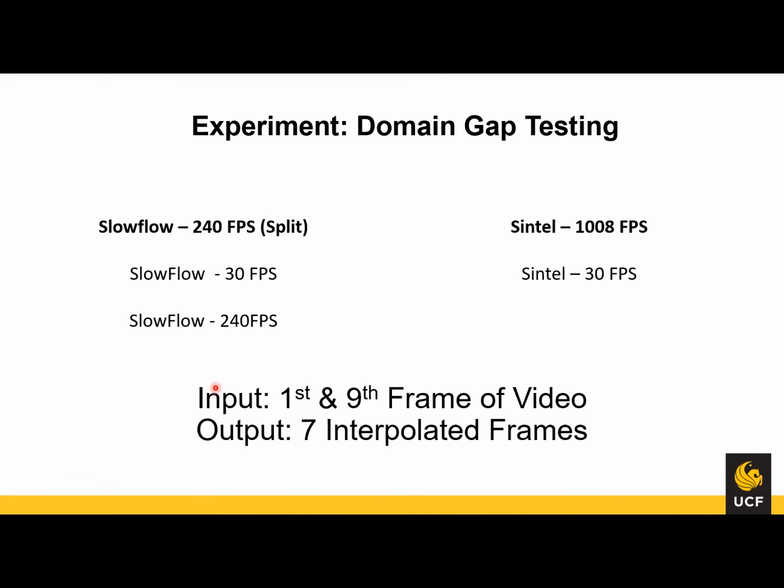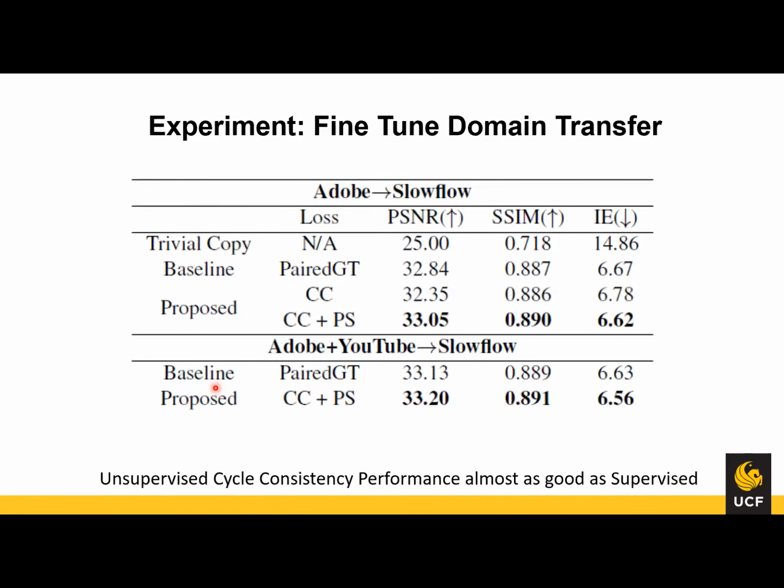All right, so now for the domain gap testing. What is being done here is we're taking 9 frames and we're trying to interpolate 7 internal frames between these 9 frames. This network is being trained on SloFlow, which is 240 frames per second. And what we're doing is we're going to divide SloFlow into 2 categories: a 30 frames per second set and a 240 frames per second set. We're also going to use the Sintel data set at 30 frames per second. And here are the results.